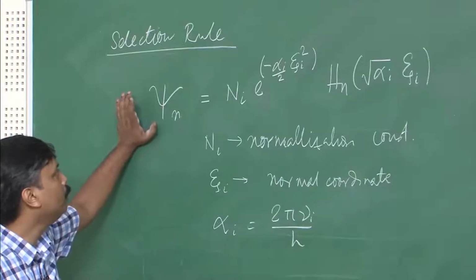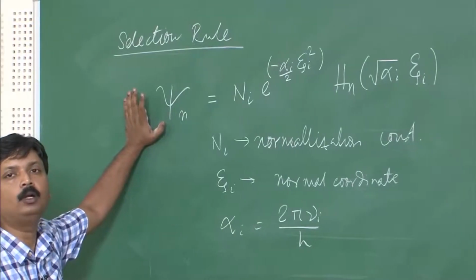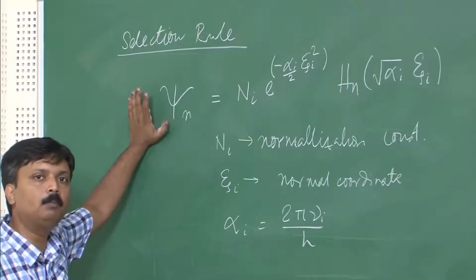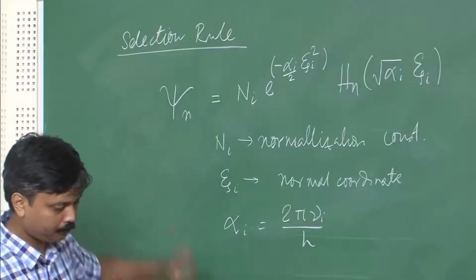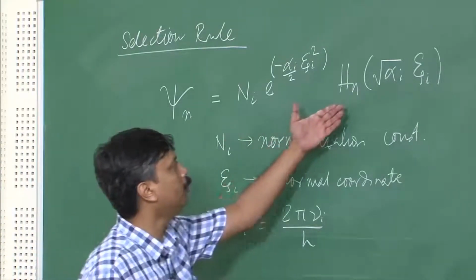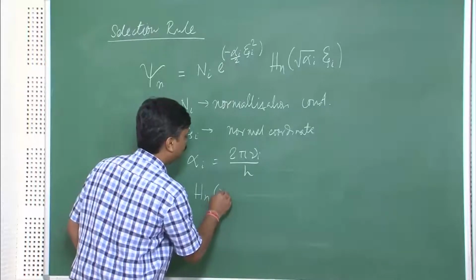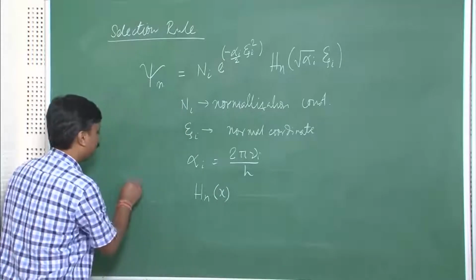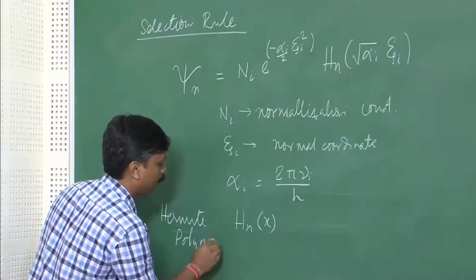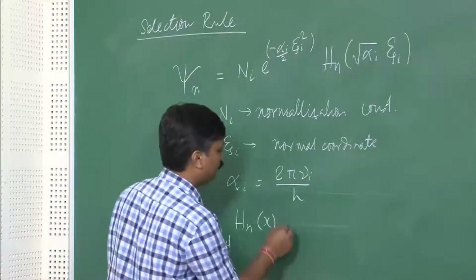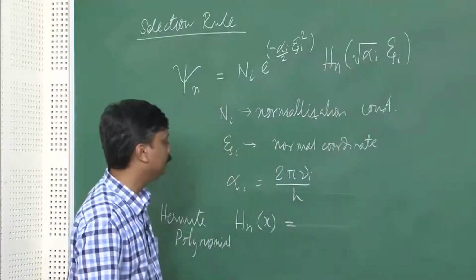So therefore, as we have discussed earlier, this wave function should form the basis for an irreducible representation of the particular point group to which the molecule belongs. All right. Here one thing I forgot to mention, this is a polynomial. This is called Hermite polynomial, which is a function of this coordinate. So here I have root over alpha I xi I.